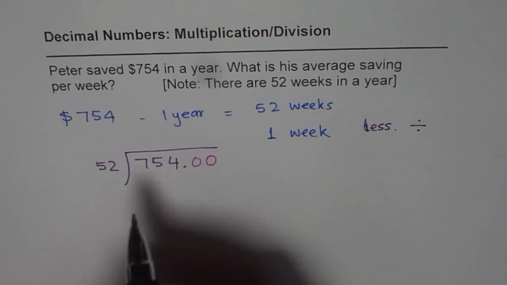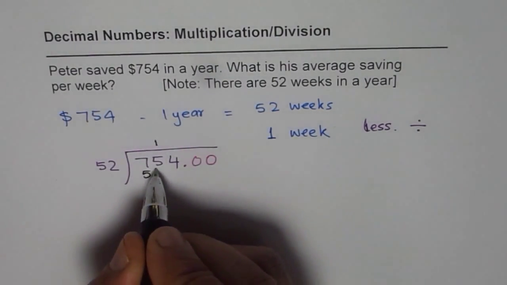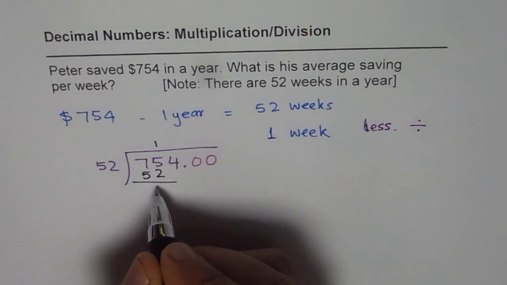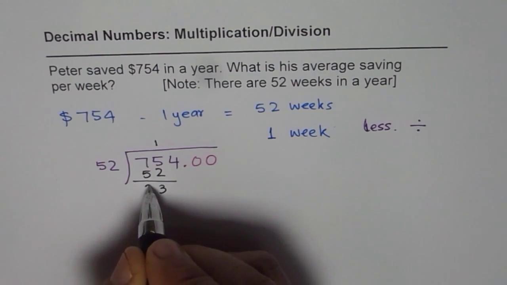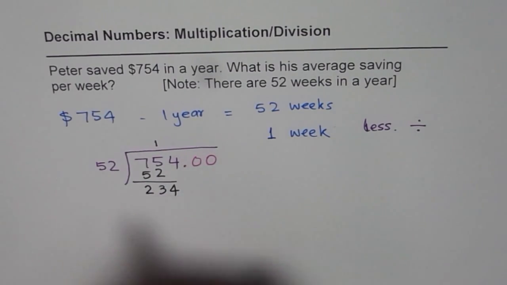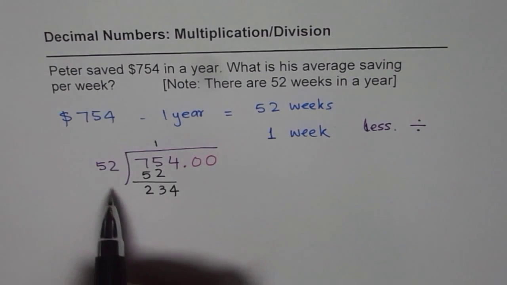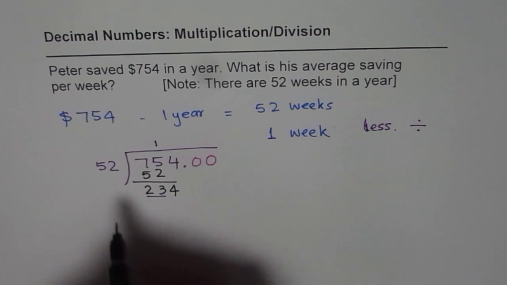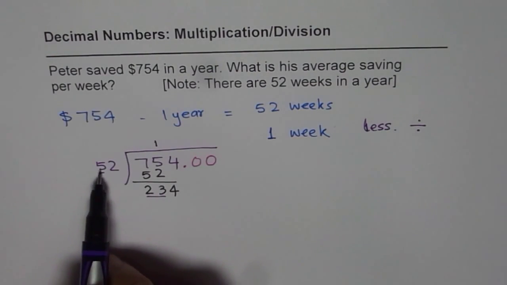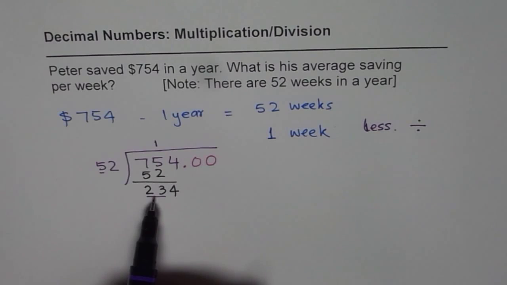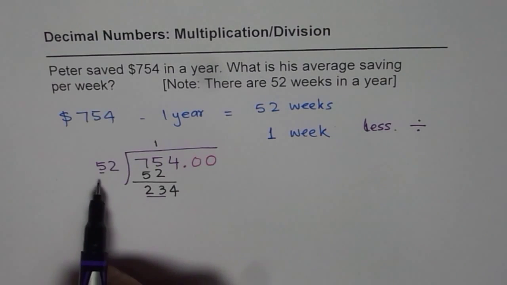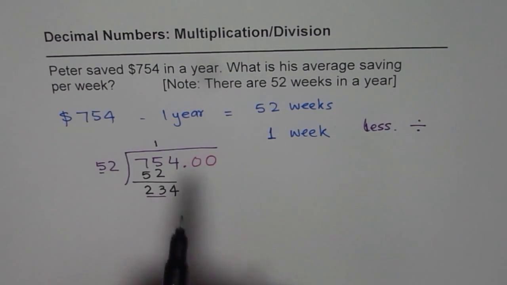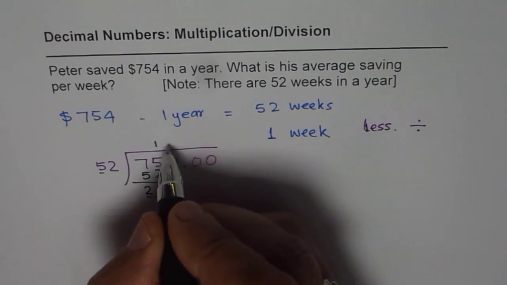Now 75 can go one time in 52, so let's divide. Take away 52 from 75: 5 is 3 more than 2, and 7 is 2 more than 5. Let's bring down 4. Now 234. To divide by 52, we will test the 2 digits, 23 and 5. How many times can 5 go into 23? 5 times 4 is 20, 5 times 5 is 25, so 4 is kind of okay. But will that work? 4 times 2 is 8. Yes, it does.